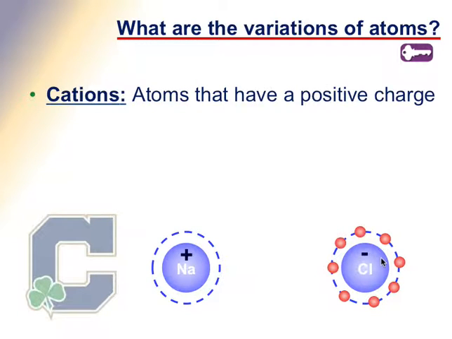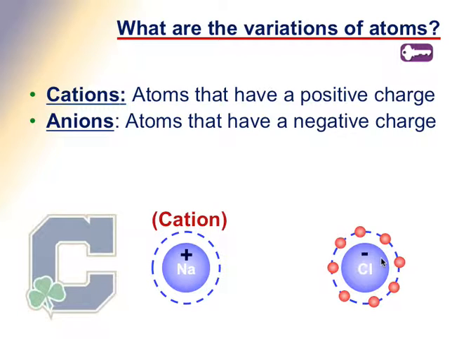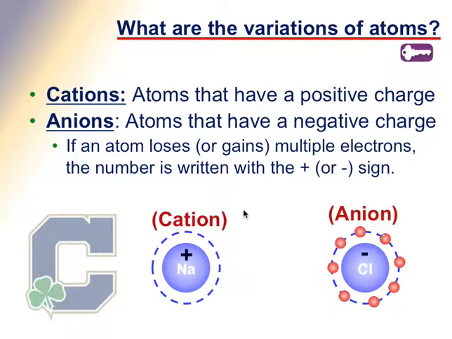Now, there's different types of ions. There's cations and anions. If an atom has a positive charge, that's known as a cation. So in our example, Na is a cation. Anions then are the ones that have a negative charge. That's how I always remembered it: a negative ion, anion.